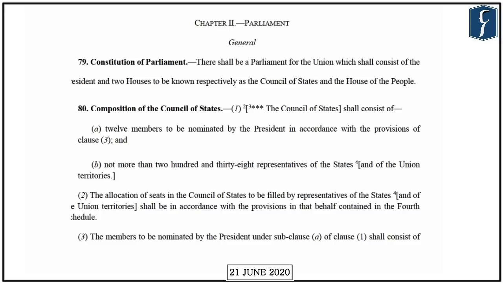So according to the Constitution of India, the Parliament consists of the President and the two houses to be known respectively as Council of States and House of the People. So whenever we talk about Parliament, you should keep in mind that President is also the part of Parliament, because no legislation can be passed without the approval of both the houses and President.